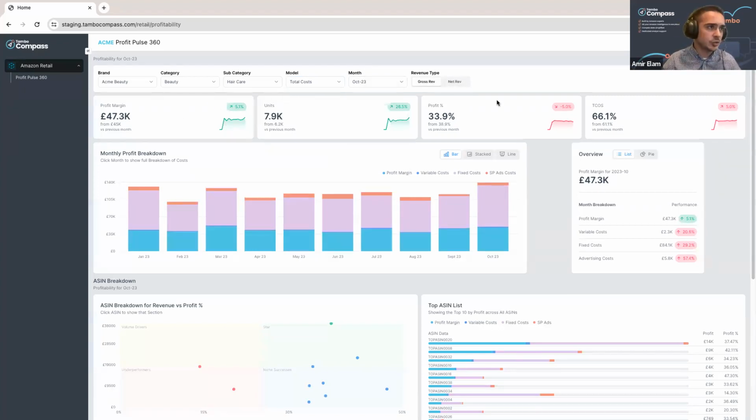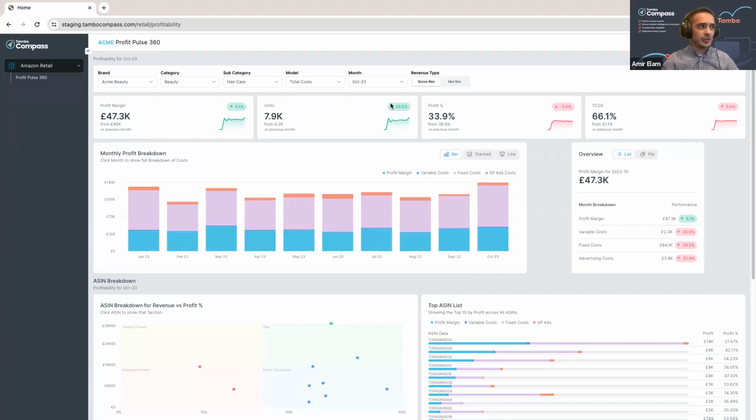Starting with the top metrics board, we have the key KPIs. Profit is the first one, which is your profit in pound sterling, in October in this instance. Then it shows you how many units you sold over this period of time, and what your profit margin is in terms of percentage. Finally, you have something called TCOS, which is total cost of sales. TCOS is the opposite of the profit, so it's your cost in terms of percentage.